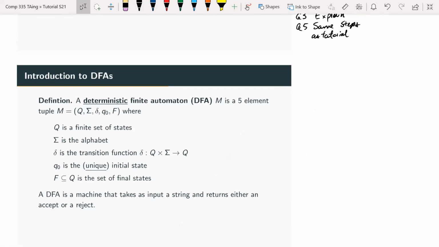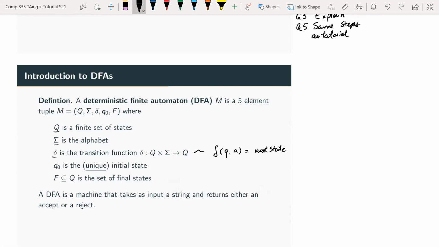What is a DFA? A DFA, or a deterministic finite automaton, is a 5-tuple M, where the elements of that tuple are Q, which is a finite set of states, sigma, which is the alphabet over which the DFA is defined, and delta, which is the transition function. The transition function just basically tells you that if you're in a state Q and you read a symbol, let's say A, then what next state do you go to? Okay.